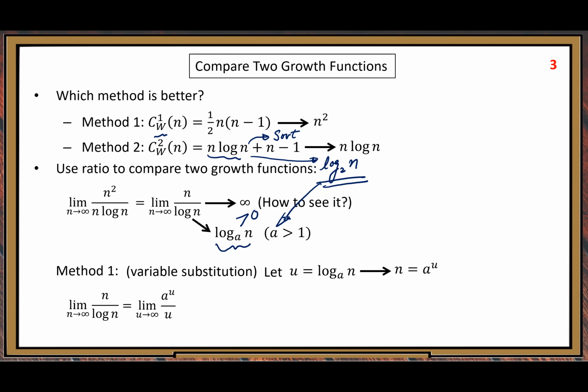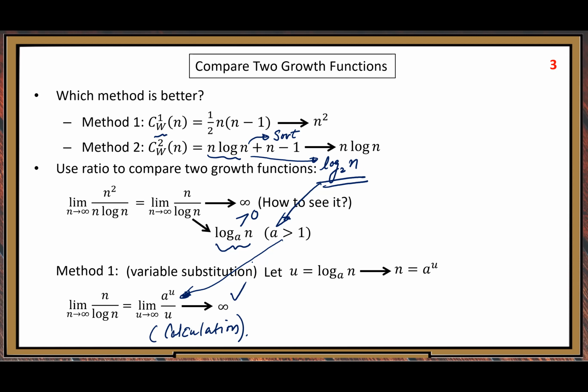a to the u is an exponential function. We know exponential function with base a greater than 1, still we use the base a greater than 1, dominates any polynomial, right? Exponential function dominates the polynomial, so that should be infinity. But to see that, we can do calculation. We can use rigorous math to see this dominance fact. Later I will show you.